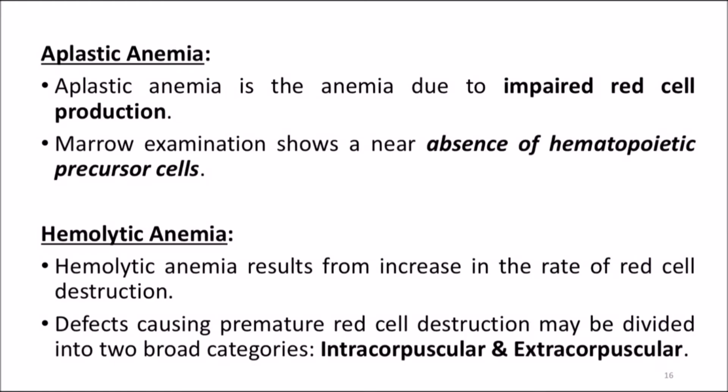What is aplastic anemia? Aplastic anemia is the anemia due to impaired red cell production. The marrow examination shows a near absence of hematopoietic precursor cells. What is hemolytic anemia? Hemolytic anemia results from an increase in the rate of red cell destruction. The defects causing premature red cell destruction may be divided into two broad categories. Hemolytic anemia can be either intracorpuscular or extracorpuscular.